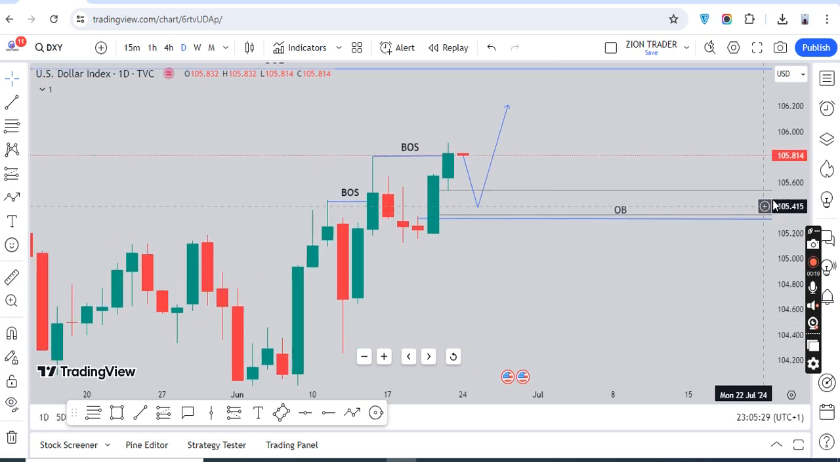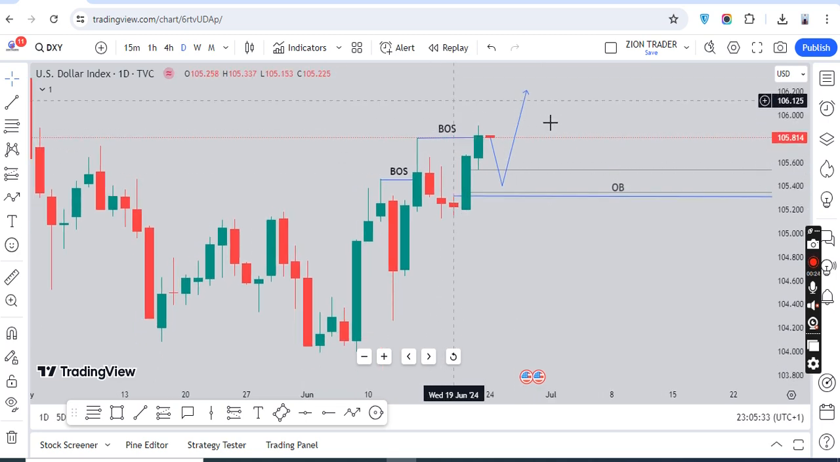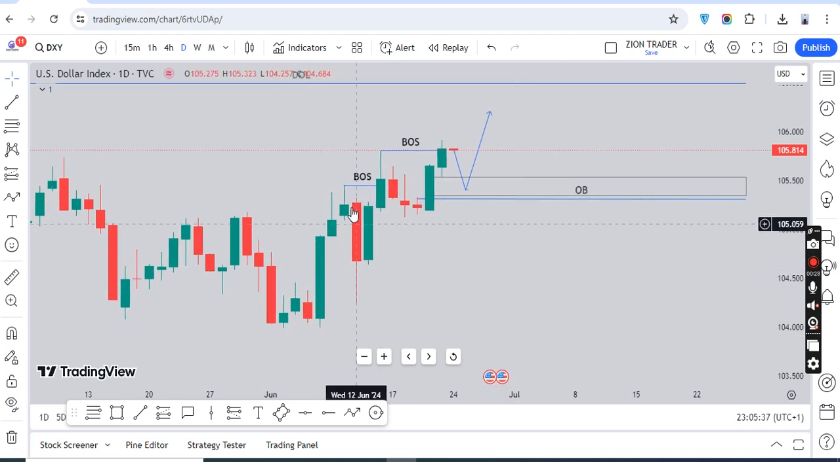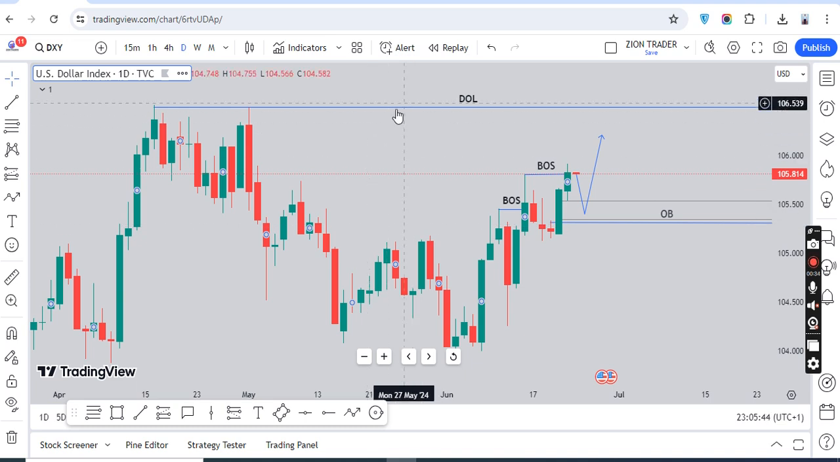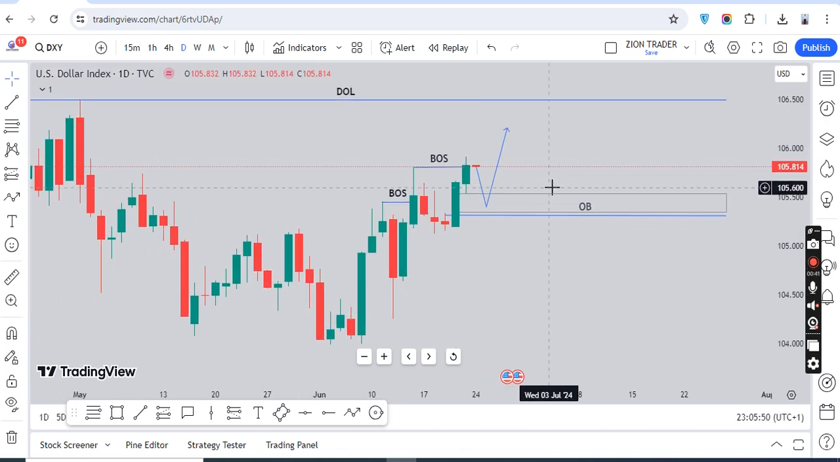So as you can see on my screen, this DXY is bullish, right? DXY is bullish for me. Higher highs, higher lows, higher highs, higher lows, as you can see right here. So what's my draw on liquidity? My overall draw on liquidity is here. These relative equal highs are actually my overall draw on liquidity on DXY.